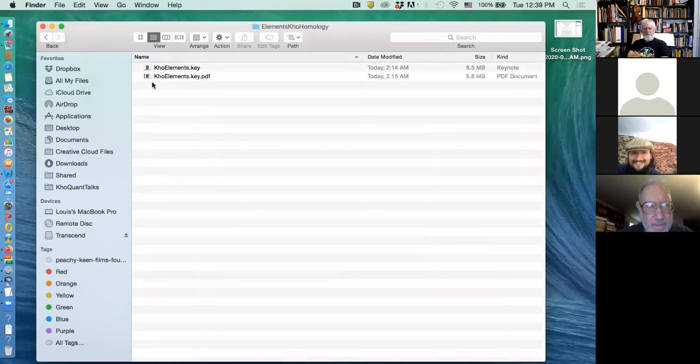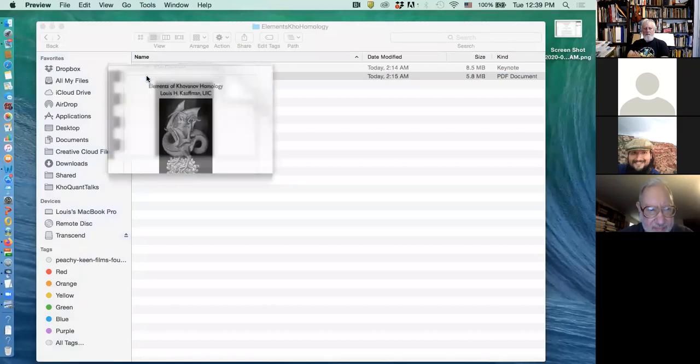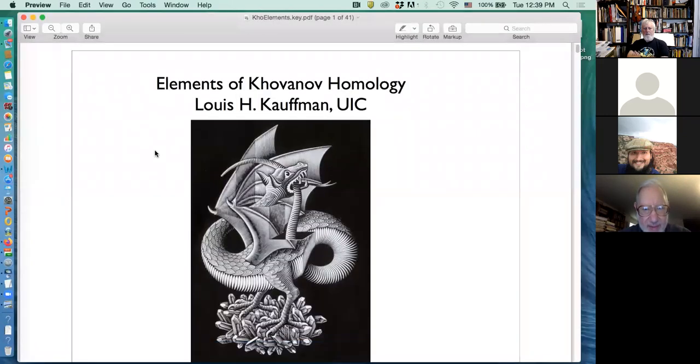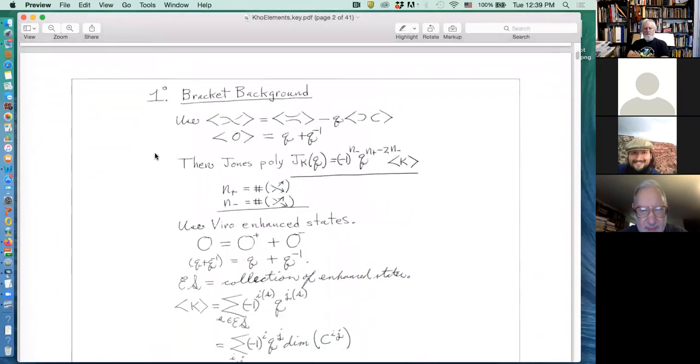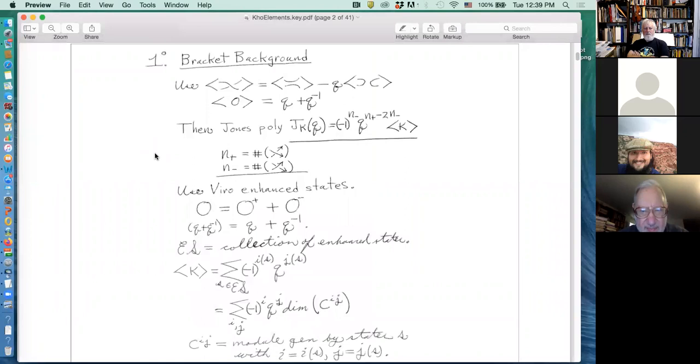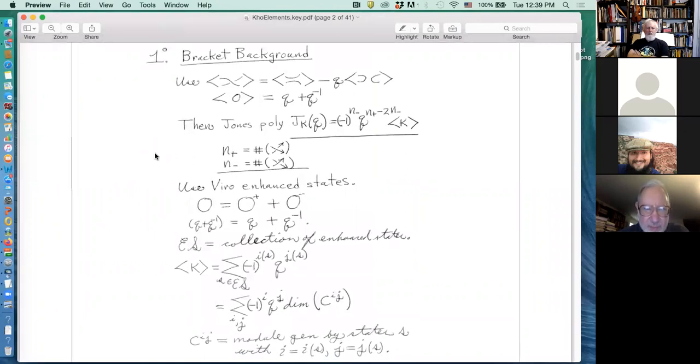And now I want to talk about Kauffman homology. For this purpose, I'm going to reformulate the bracket a little bit. This is Kauffman homology from the ground up. I'm just going back to the bracket and I'm going to construct everything as I go.